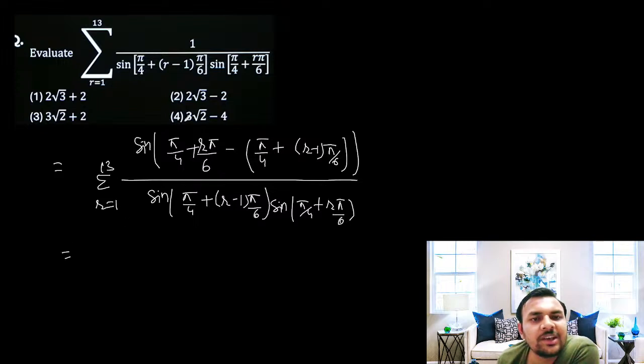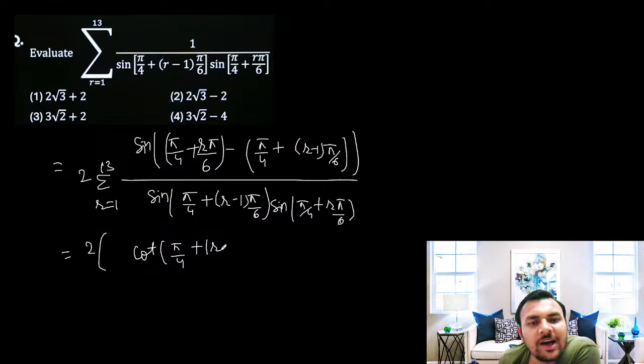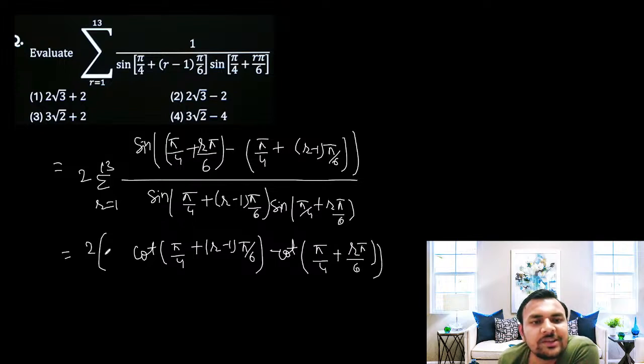So sine (a minus b) is nothing but sine a cos b minus cos a sine b. So we have sine 60 multiplied by sine 30, so multiplied by 1 by 2 divided by 1 by 2, so it is 2 times. Okay, now it is nothing but sine a cos b, so it is going to be cot (pi by 4 plus (r minus 1) pi by 6) minus cot (pi by 4 plus r pi by 6). This is the summation we have to go with.